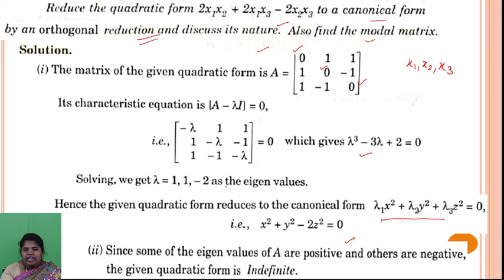Since some of the eigenvalues are positive and others are negative, the given quadratic form is said to be indefinite. It is the fifth condition. So some are positive and some are negative. Therefore, the given quadratic form is indefinite.